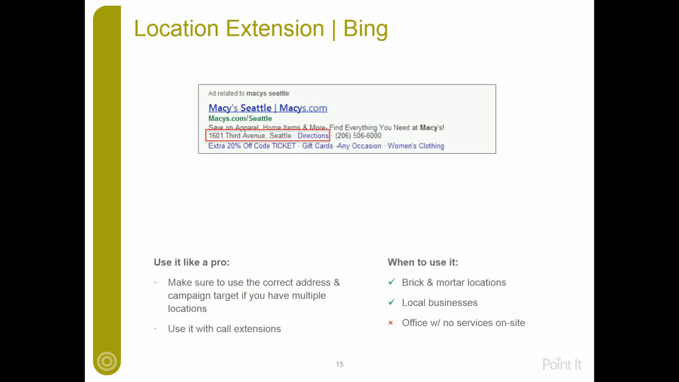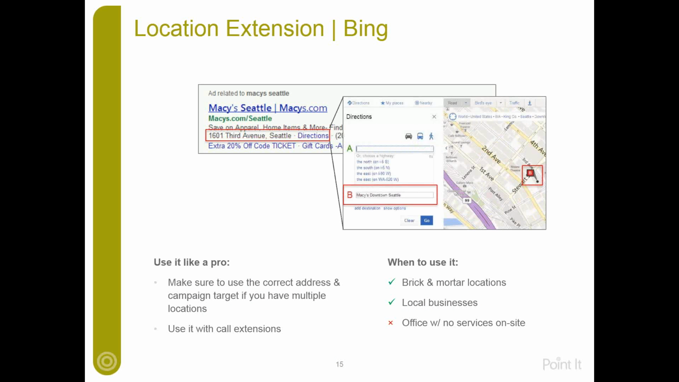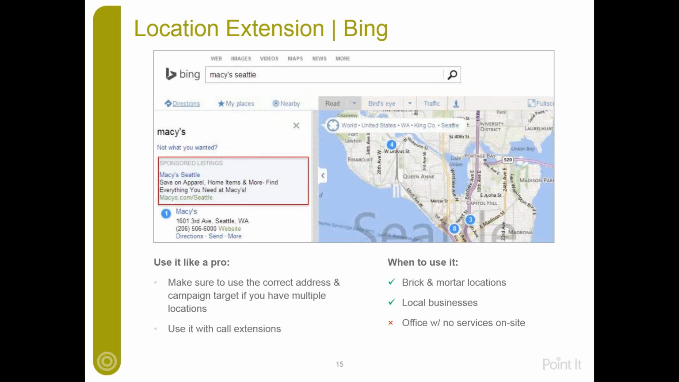In Bing, location extensions work like Google. Addresses are included within the ad and are clickable links which take users to Bing Maps and set you up to get directions to this location. Bing's location extensions also allow advertisers to run ads on Bing Maps.